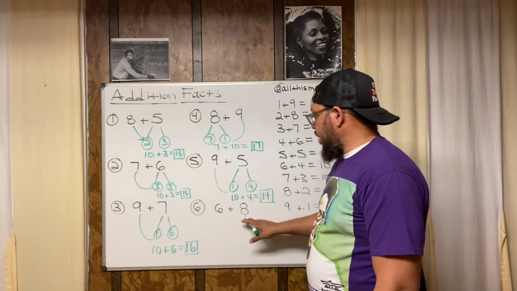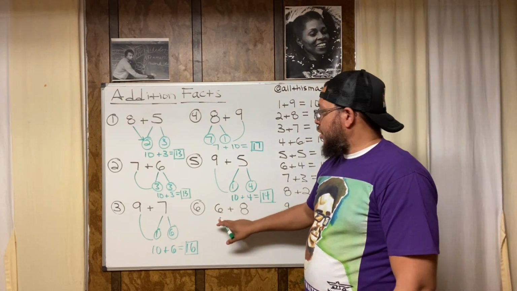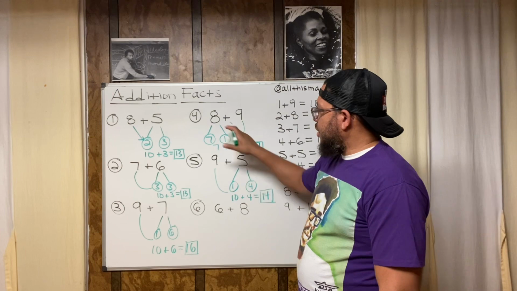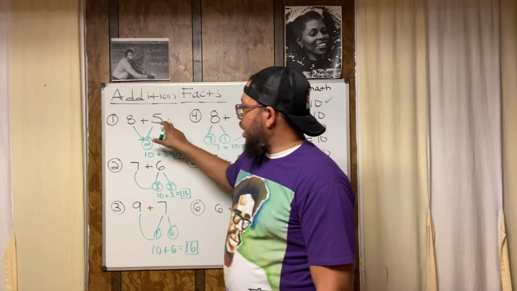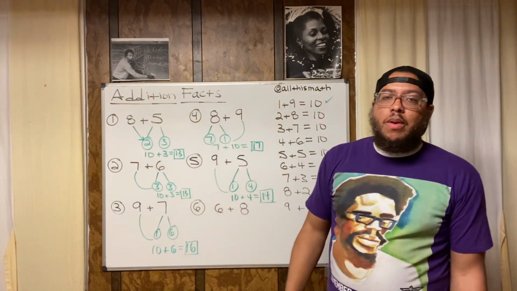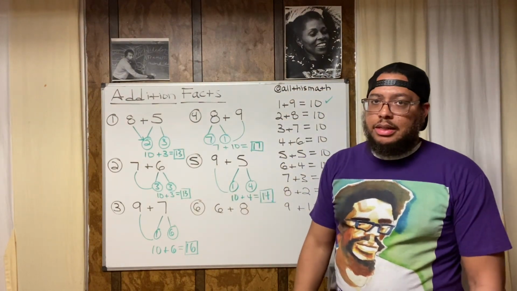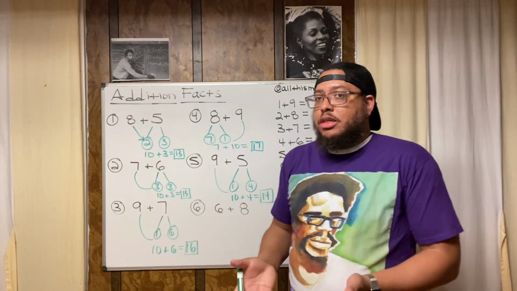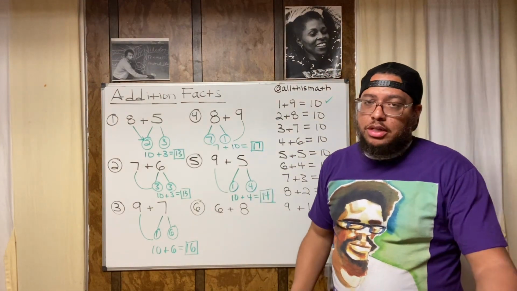All right, 6 plus 8, find the smaller number. Now, granted, you don't have to find the smaller number. That's just the way I'm showing you how to do it. We could have did it by finding the bigger number. Or we could have did the smaller number.